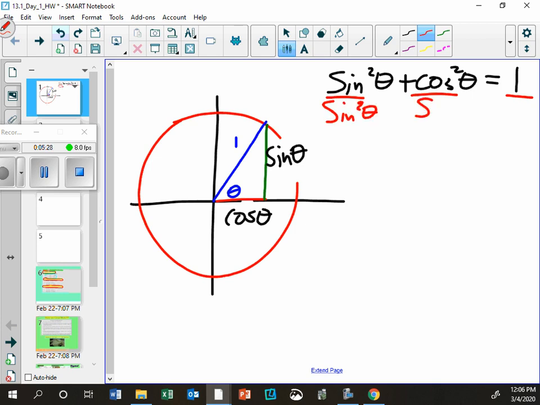I'm actually dividing by sine squared. One more little thing. The squared is not on the theta. Notice that the squared is on the sine. It's not on the theta. We're not squaring the angle.